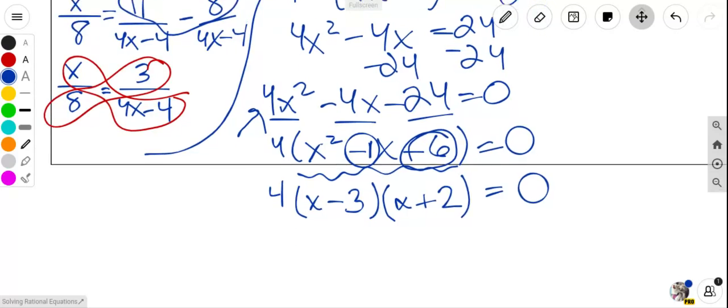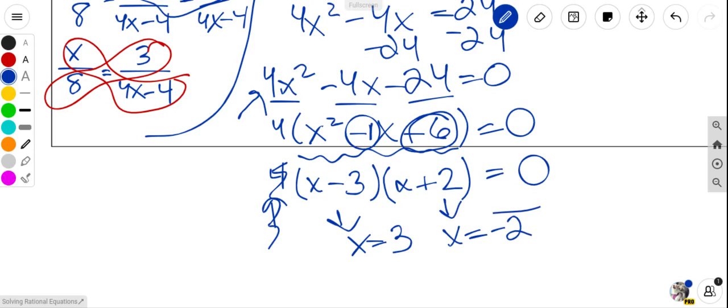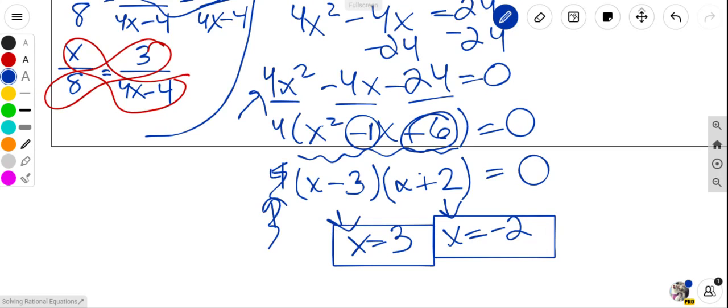Okay, then lastly, to solve, we're going to set each of these equal to 0. For solving, we don't need to worry about the 4 because there's no x there. So there's nothing with that in our solving. This is just going to be x equals 3, and this is x equals negative 2. So if you wrote equations, set each of these equal to 0, and solved, you would get 3 and negative 2.